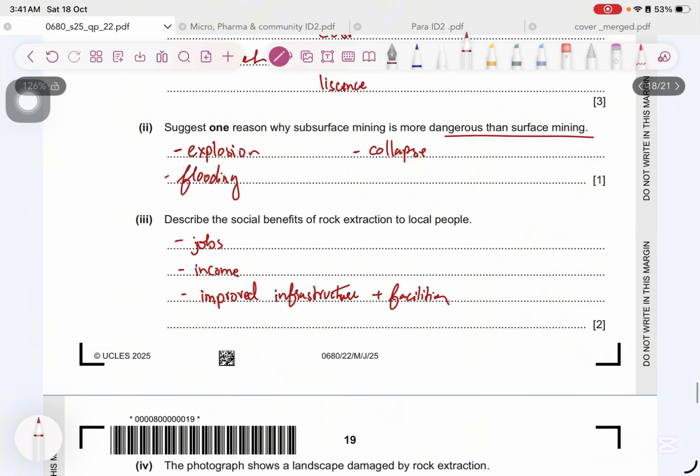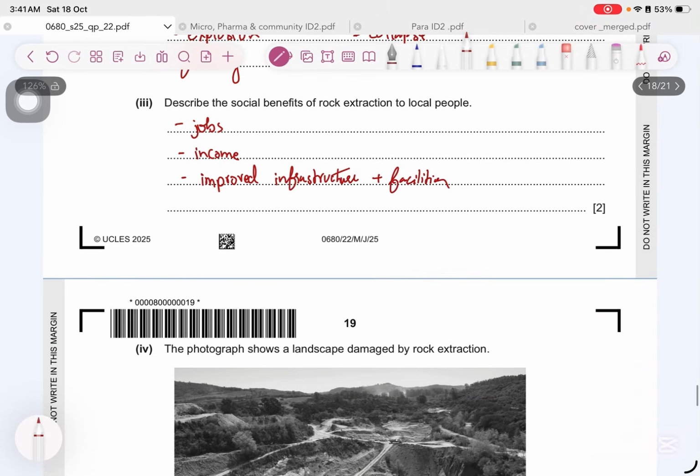Anyways, we can mention explosion, collapse, and flooding. If a water source breaks somewhere or a natural hazard happens, that place will get flooded. Describe the social benefits of rock extraction: job opportunities, and definitely income, the profit, and improved infrastructure and facilities.